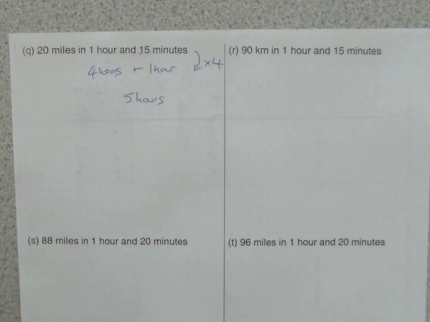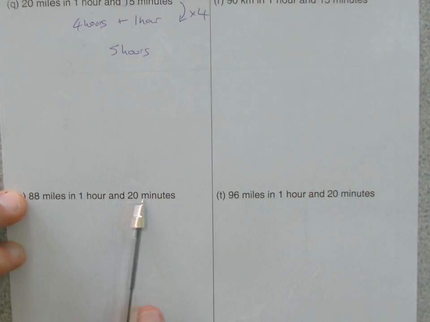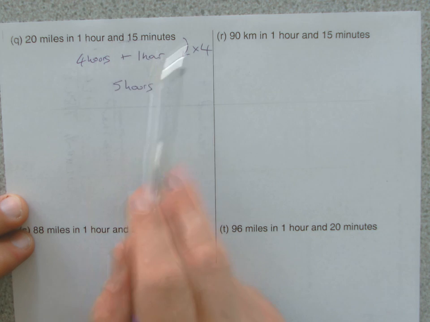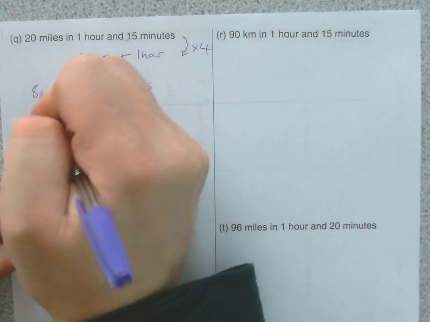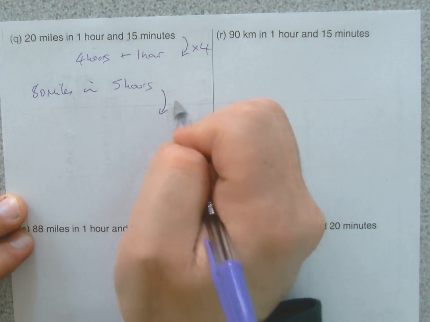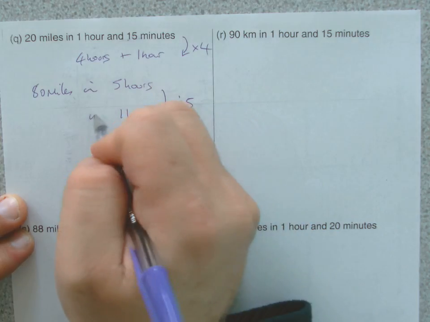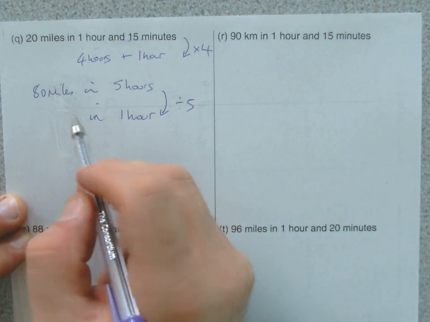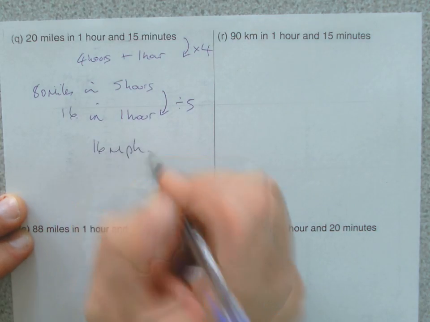So I chose 4 because I knew that when you multiply by 4, you get a whole amount of hours. You just need to think, when it comes down here, what you need to multiply by so that 20 minutes becomes a whole hour, and then you times the distance as well. So times all of this by 4, you get this total time, and you need to times the distance as well. So you get 80 miles in 5 hours. Then you scale it back down to work out what it is in 1 hour. So 80 miles divided by 5 is 16. So you get 16 miles per hour.